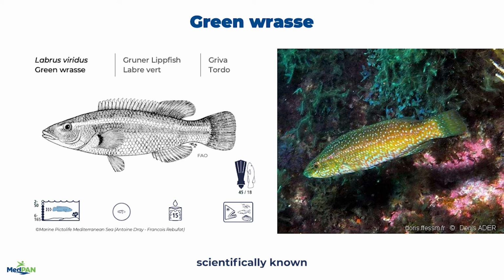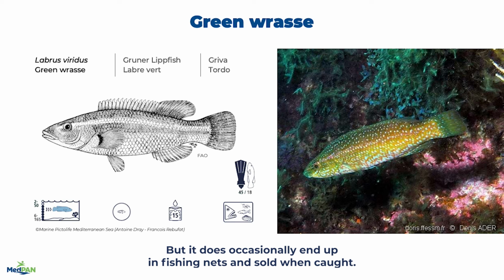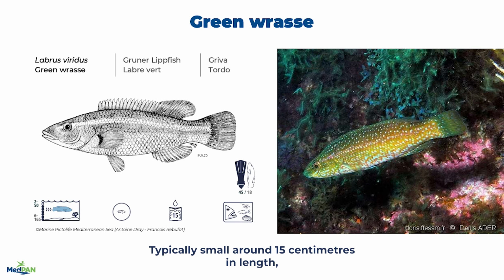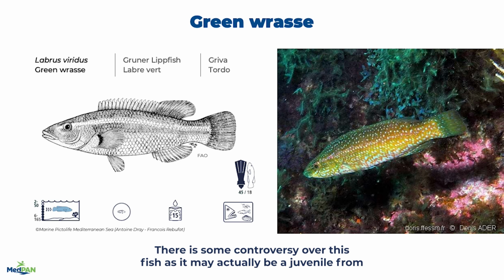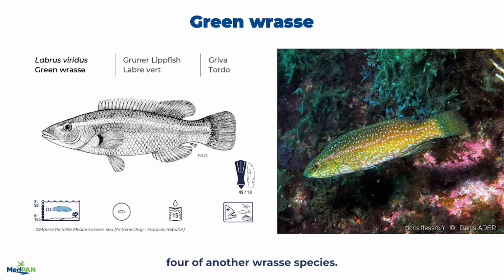The green wrasse, scientifically known as Labrus viridis, may not be the most popular fish on the market and is therefore not a prime fishing target, but it does occasionally end up in fishing nets and sold when caught. Typically small, around 15 centimeters in length, this fish displays shades of olive to golden green. There is some controversy over this fish, as it may actually be a juvenile form of another wrasse species, perhaps the brown wrasse, Labrus merula. As yet, however, the link has not been found.